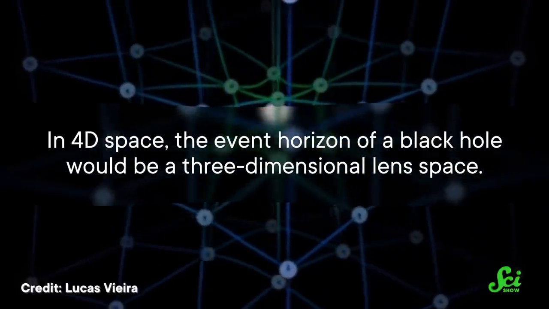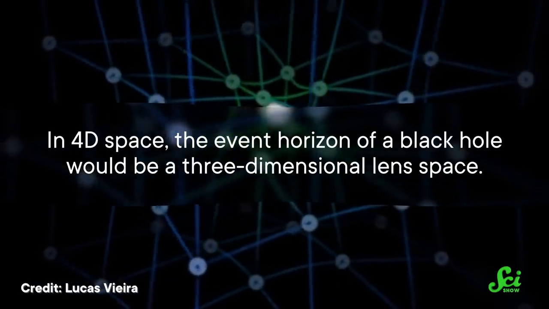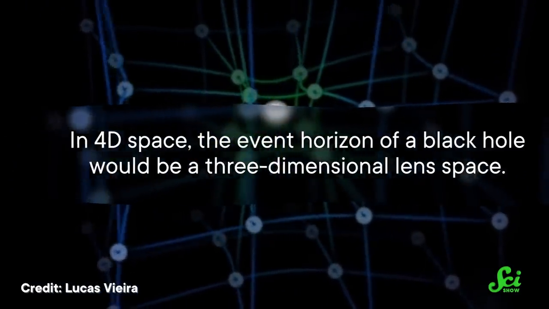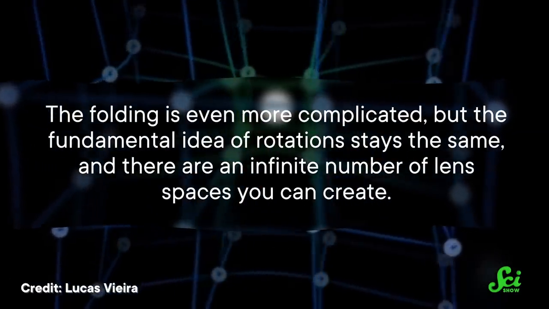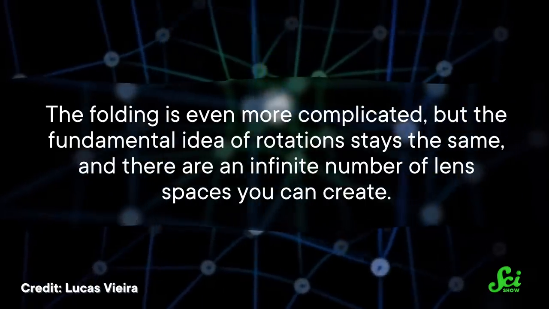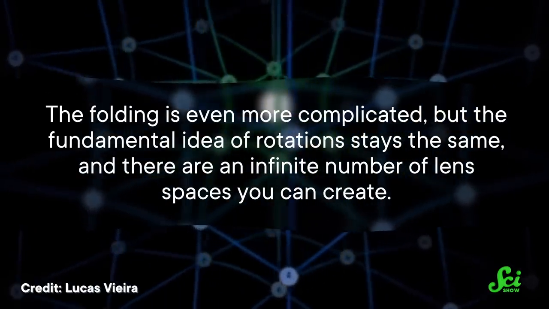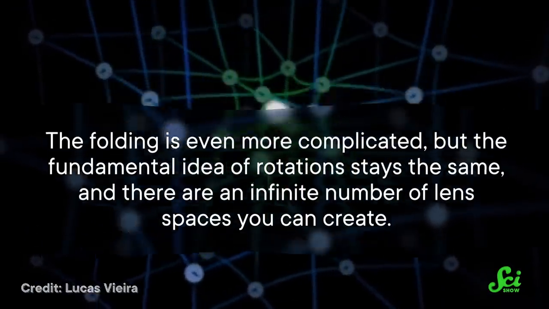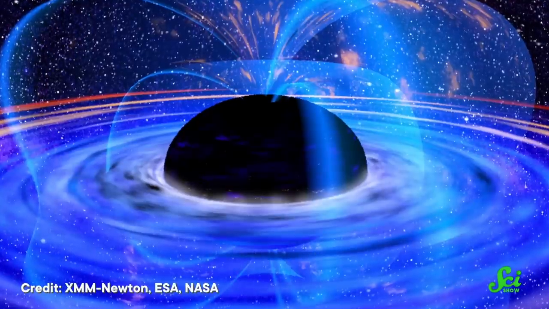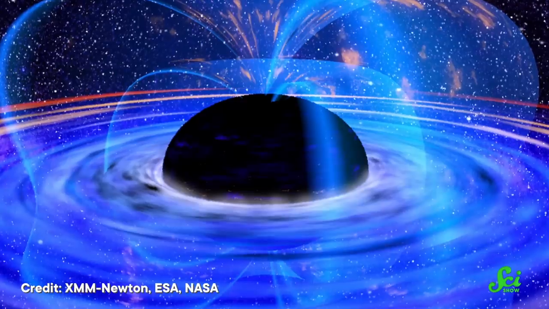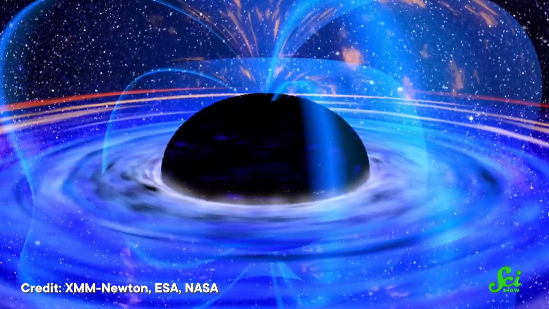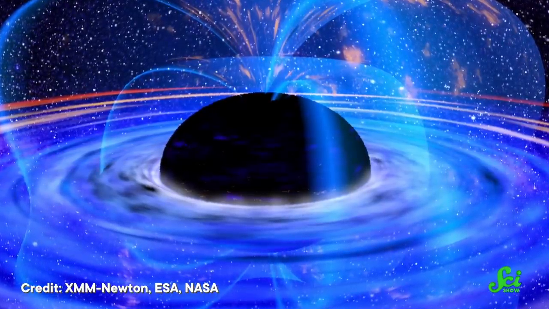Meanwhile, in 4D space, the event horizon of a black hole would be a three-dimensional lens space. The folding is even more complicated, but the fundamental idea of rotations stays the same, and there are an infinite number of lens spaces you can create. Back in 2022, black hole lens spaces were proven as mathematically legit for not just 4D space, but 5D, 6D, literally as many Ds as you might need. In other words, there are an infinite number of shapes a black hole can be, no matter how many dimensions the universe has, so long as it's more than our current count.